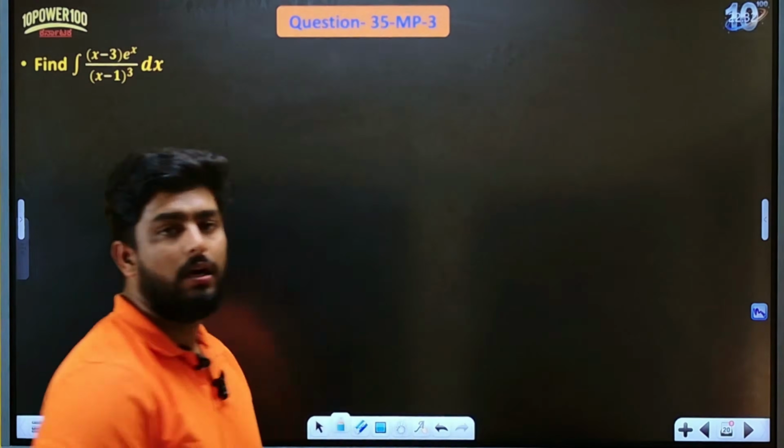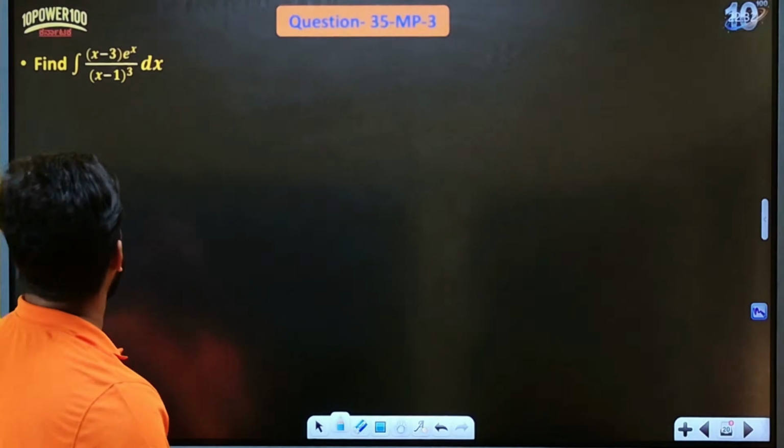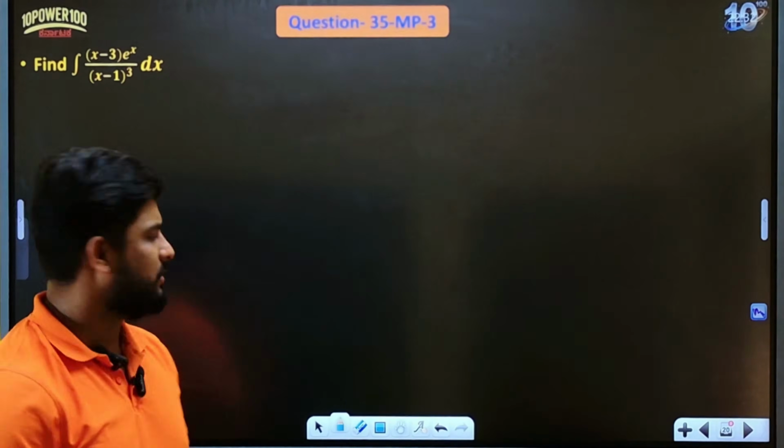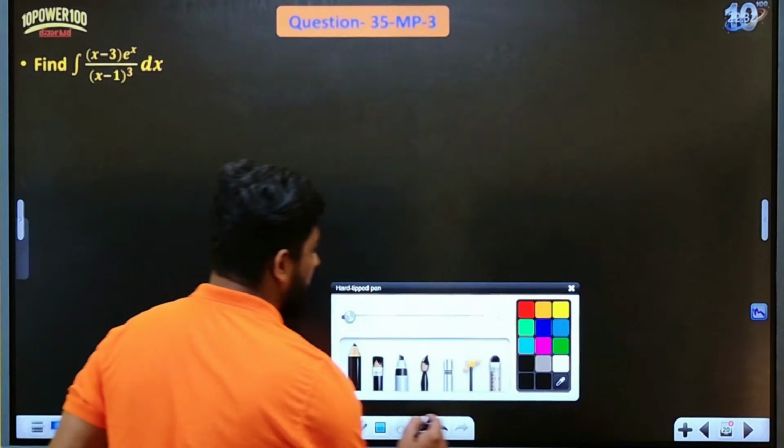Next, x minus 3 into e to the power x divided by x minus 1 the whole cube. So simple one, all this keeps repeating.